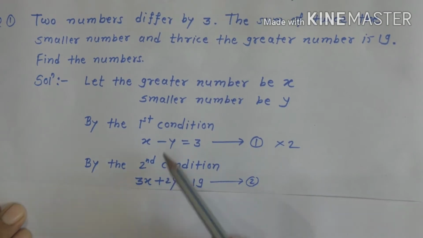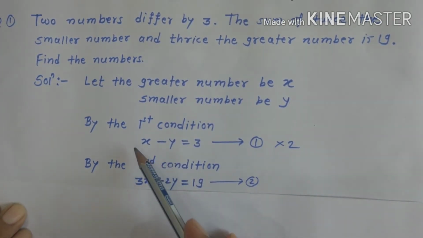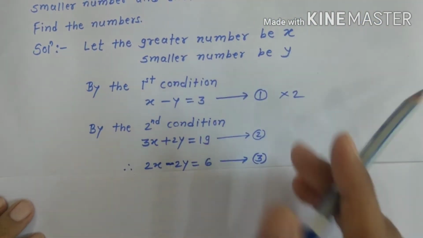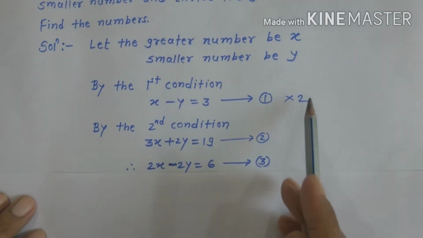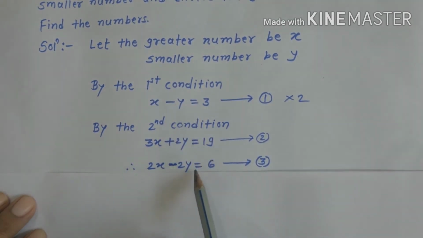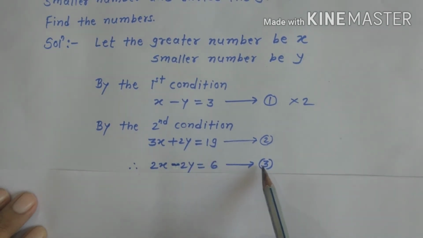Here I choose the variable y which is to be eliminated. Now analyze the coefficient of variable y. Here the coefficient of variable y is 2. So I multiply equation 1 by 2 so that the coefficients of variable y will become numerically equal. Therefore after multiplying equation 1 by 2, equation 1 becomes 2x minus 2y equal to 6. So consider this equation as equation number 3.